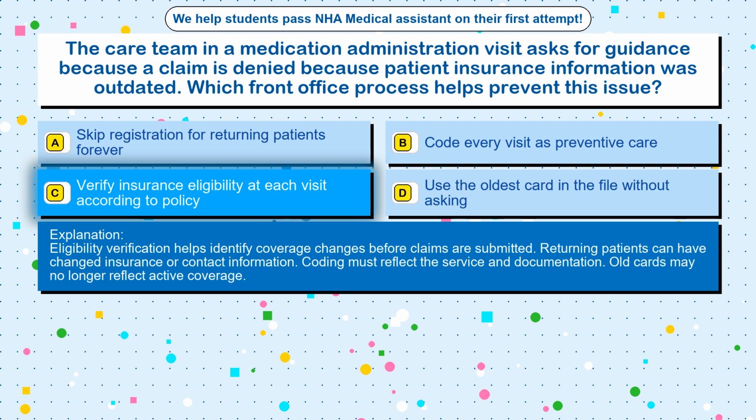Eligibility verification helps identify coverage changes before claims are submitted. Returning patients can have changed insurance or contact information. Coding must reflect the service and documentation. Old cards may no longer reflect active coverage.